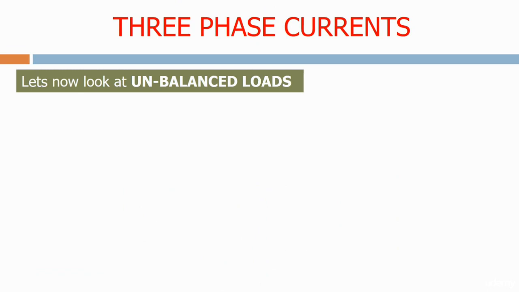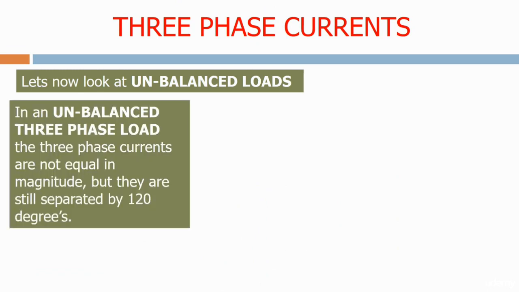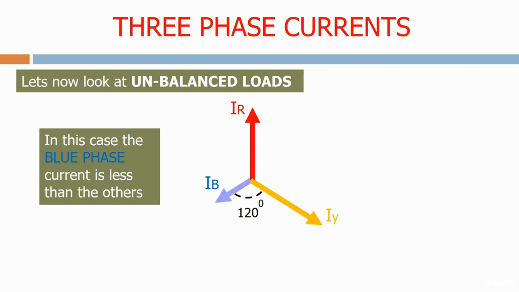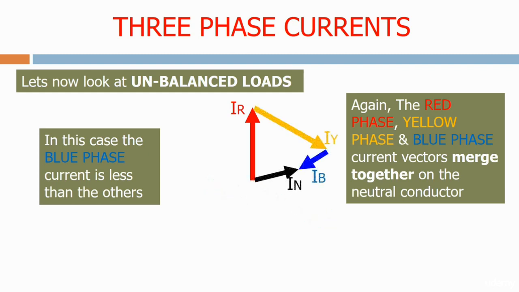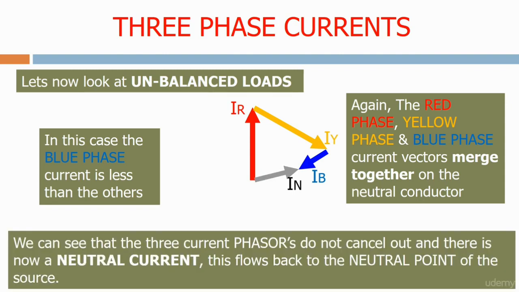Let's now look at unbalanced loads. In an unbalanced three-phase load, the three-phase currents are not equal in magnitude, but they are still separated by 120 degrees. In this case, the blue phase current is less than the others. Again, the red phase, yellow phase and blue phase current vectors merge together on the neutral conductor. We can see that the three current phases do not cancel out, and there is now a neutral current. This flows back to the neutral point of the source.